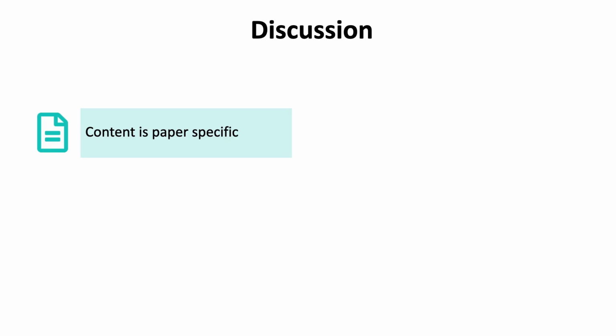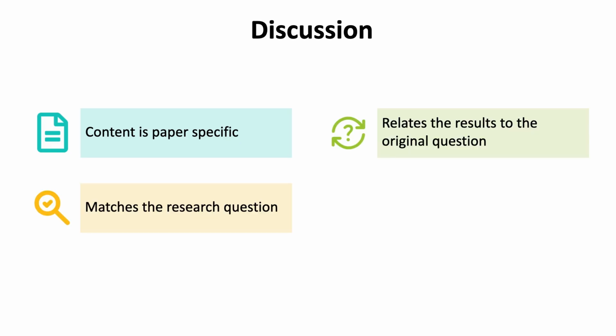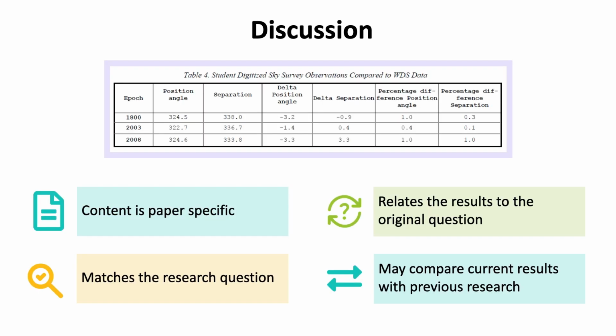Ultimately, the content of the discussion section depends entirely on the research question at hand. The discussion section focuses on answering the research question. In the discussion section, comparisons may be made between the present study and past observations. Here, the authors may wish to establish trends in the data or identify deviations.